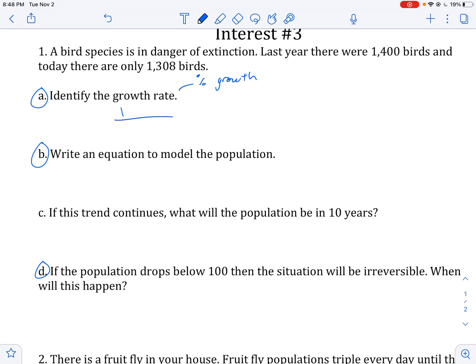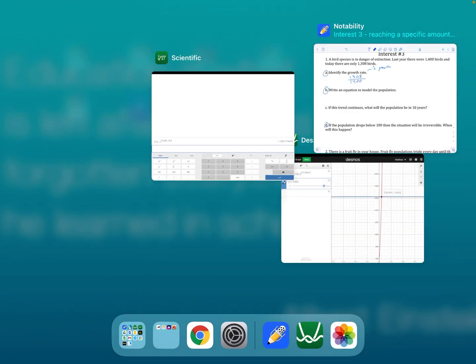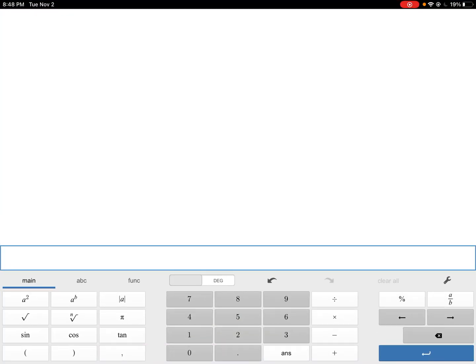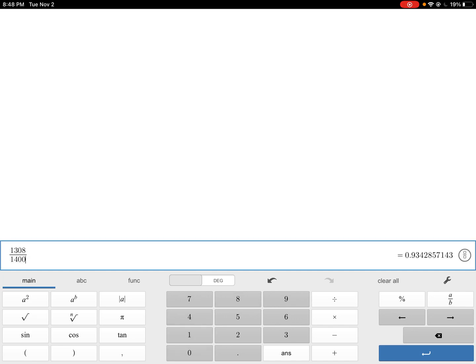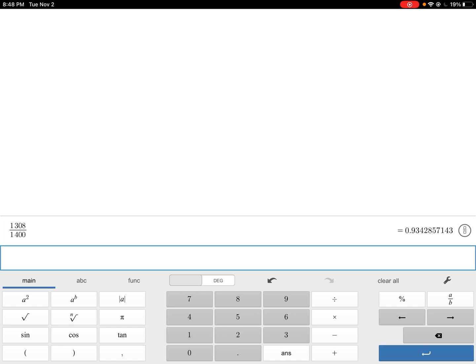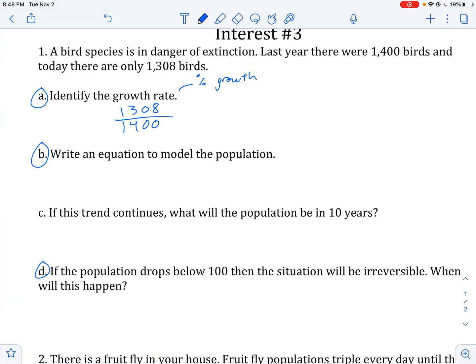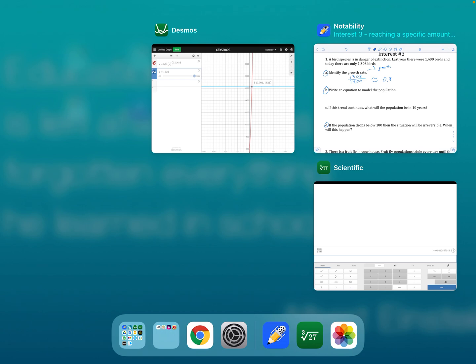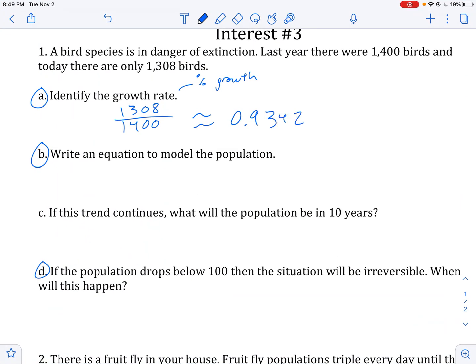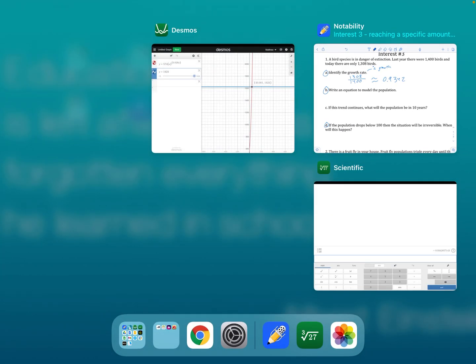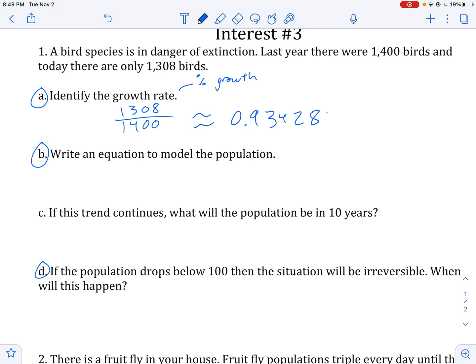So you take how many you're at now and how many there were, and you divide it. It's a fraction, you can get that. I'm going to use my handy dandy calculator to do 1,308 divided by 1,400. And I get 0.934285, that number, which is about 0.9. I'm just going to keep going there.